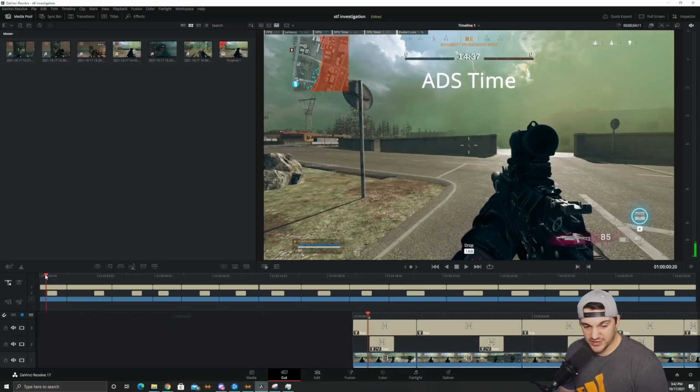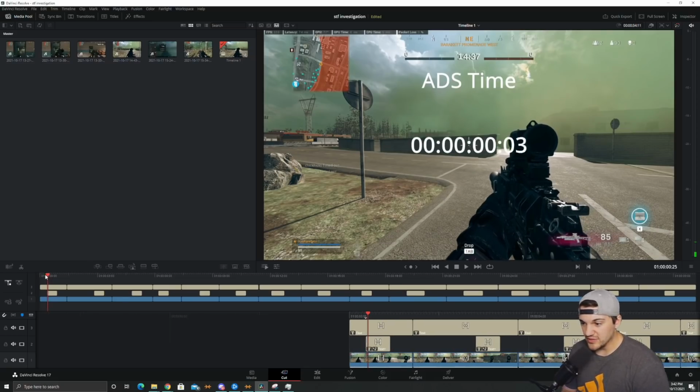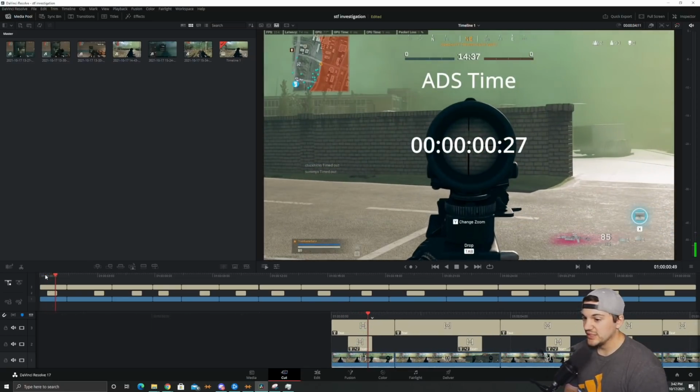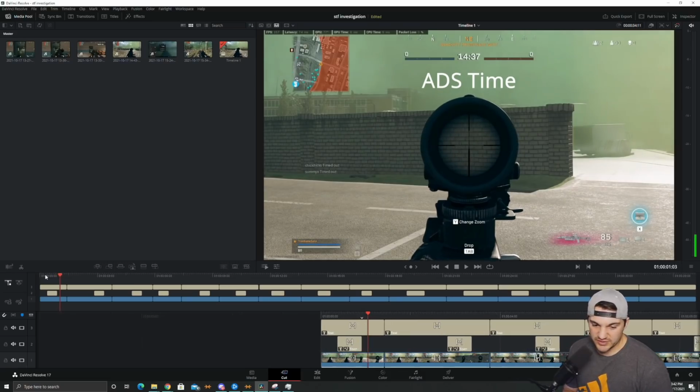We're just going to go through examples of one of them just so you guys can see how I was testing this. So for ADS time, basically you find the first frame the gun moves, which is right here, and then you just count frames until the FOV zooming in animation is done. In this case, I have that change zoom button that pops up right when I know the animation's done, so that makes it really easy when you're testing something like a sniper. So yeah, 27 frames there to get the ADS time for this Bullfrog build.